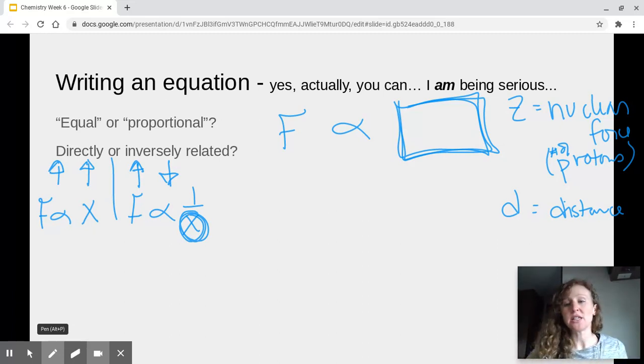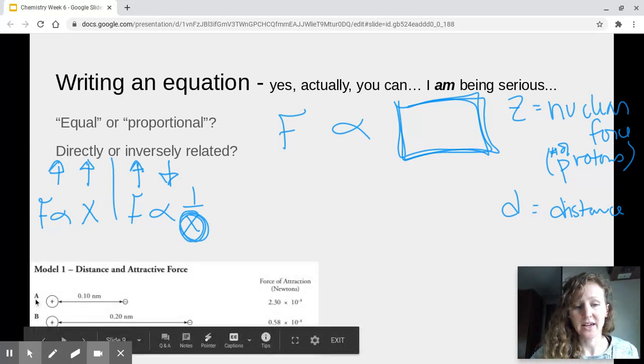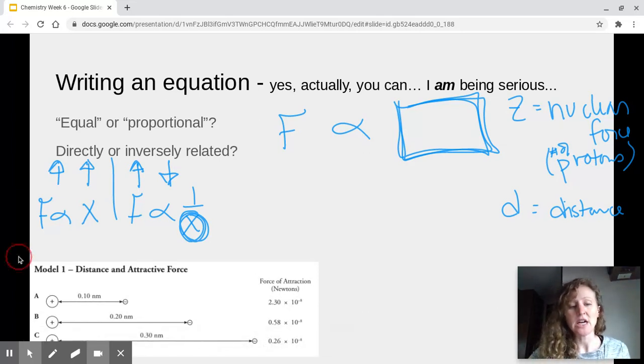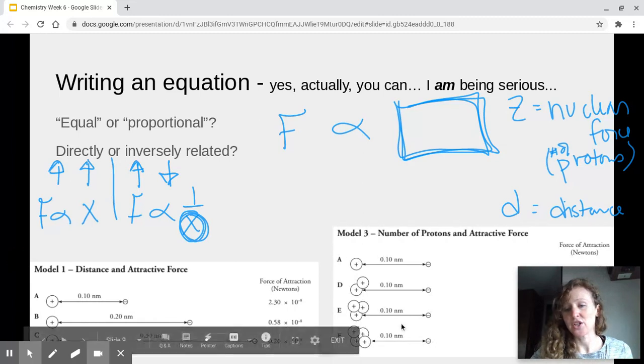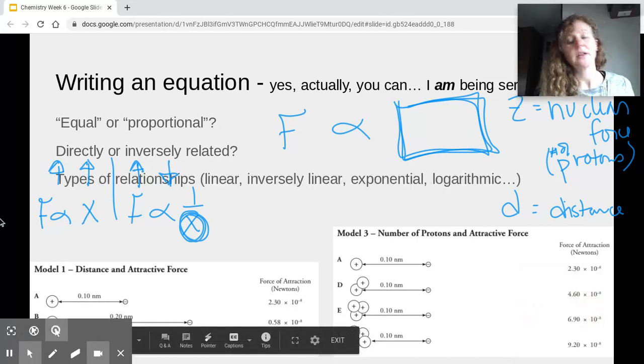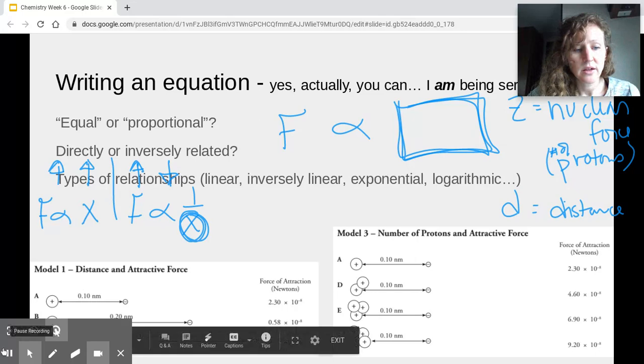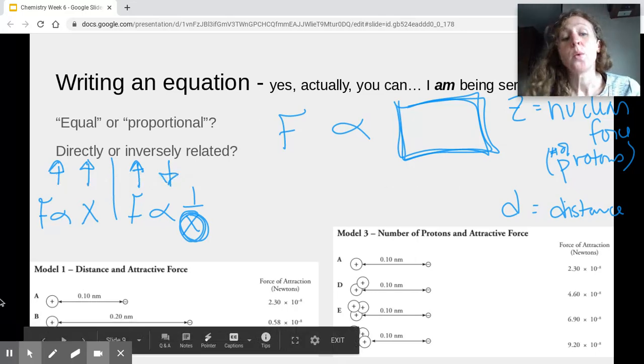So we want to look at these two variables inside this packet. We have model 1 that shows us the relationship between distance and attractive force. We have model 3 that shows us the relationship between number of protons and force of attraction. This is the data we're going to use to build our relationship. So we want to look at the data here.